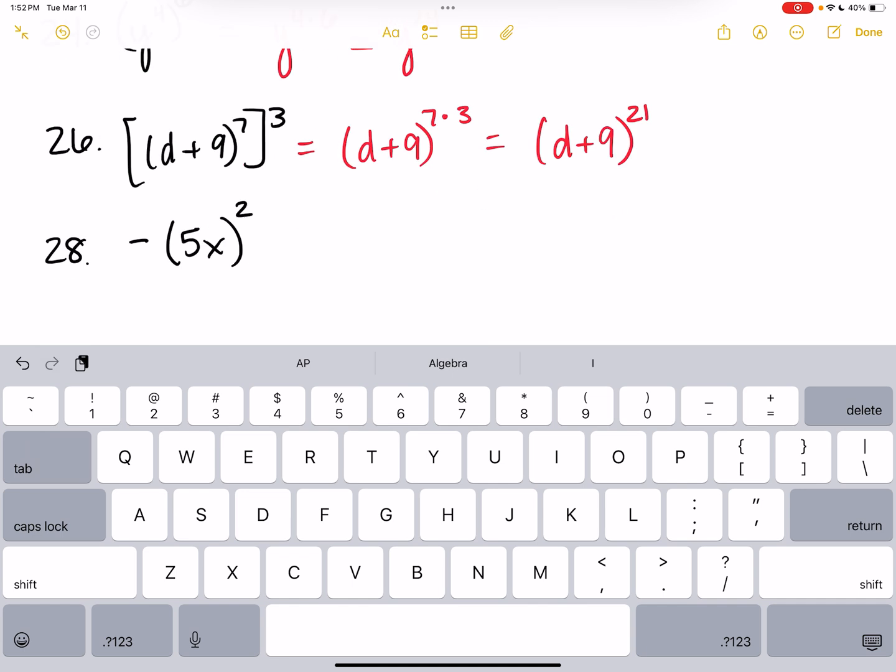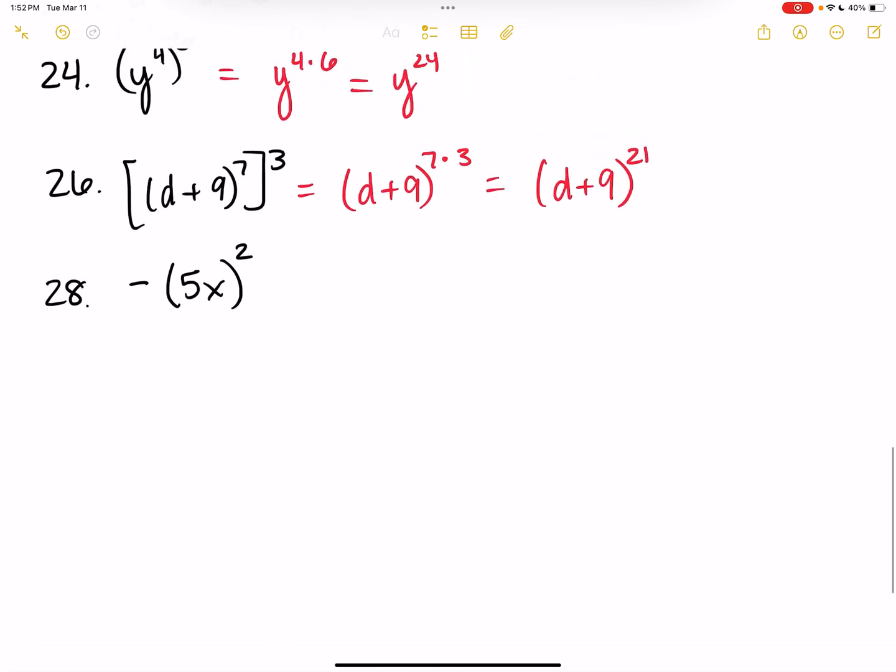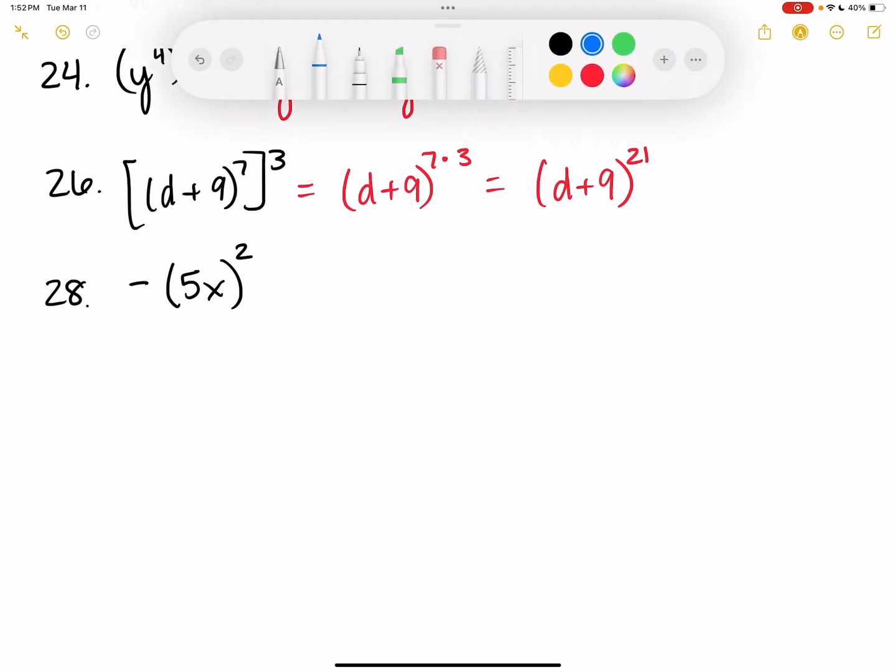What would I do if that was the only thing I had? Just leave it. Yes. I would put this as 5 squared and x squared. All that's happening with this negative outside is that the negative is going to sit right there at the end.